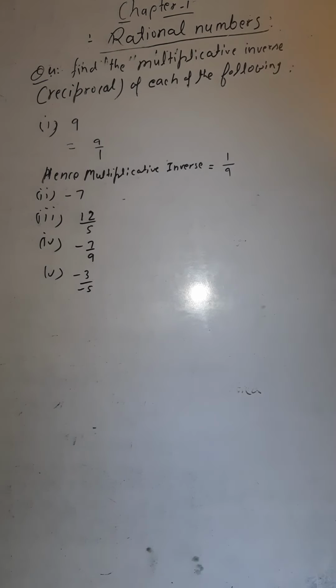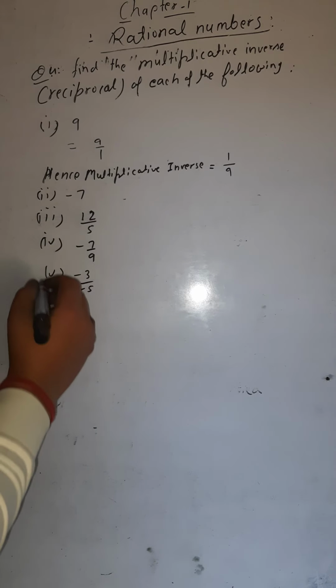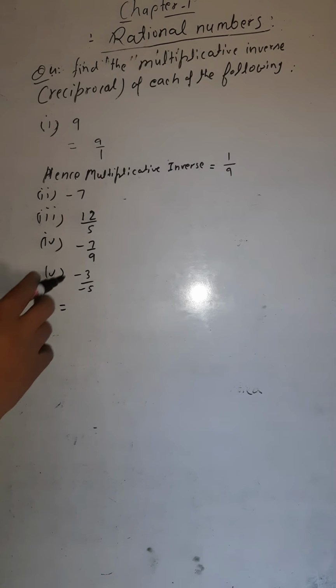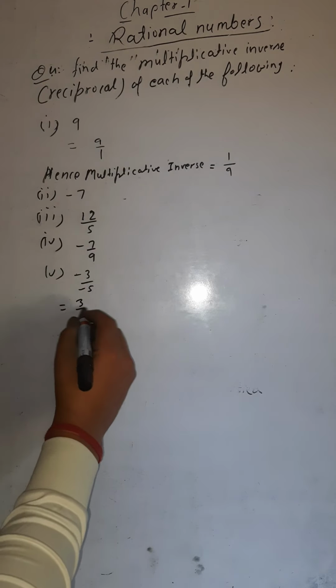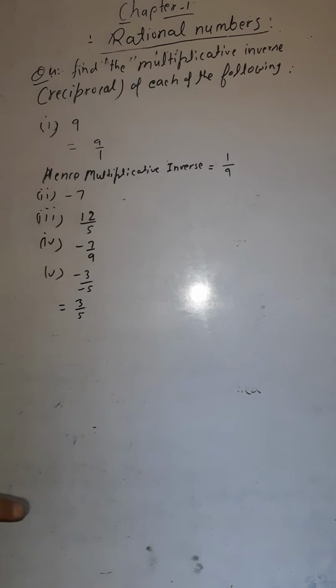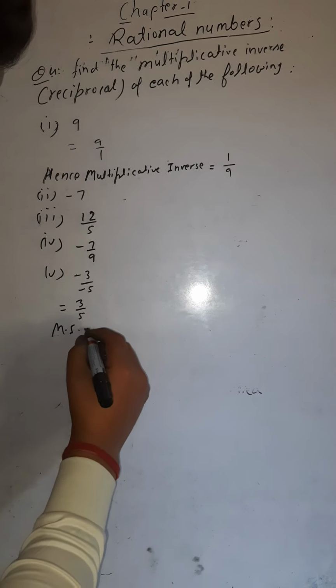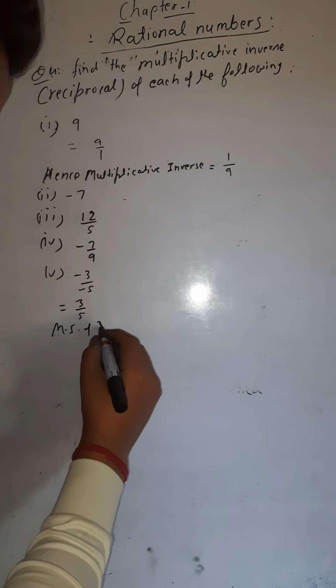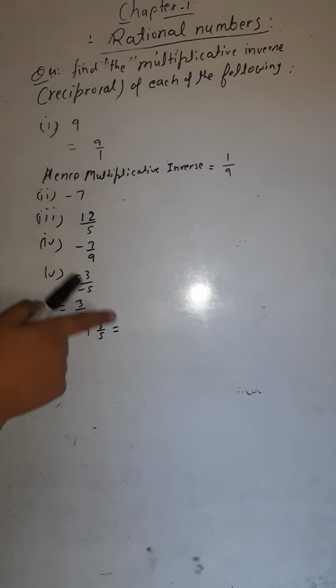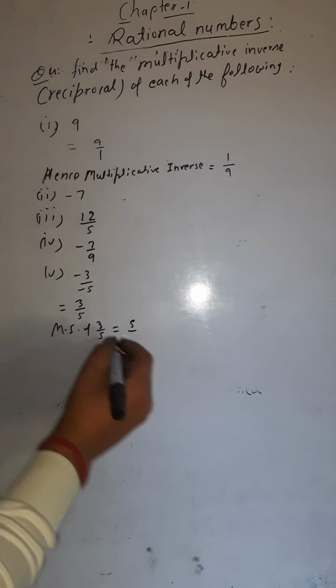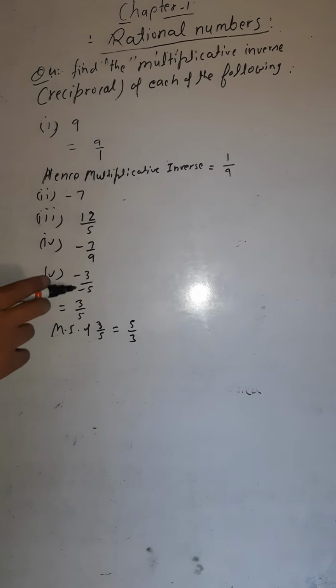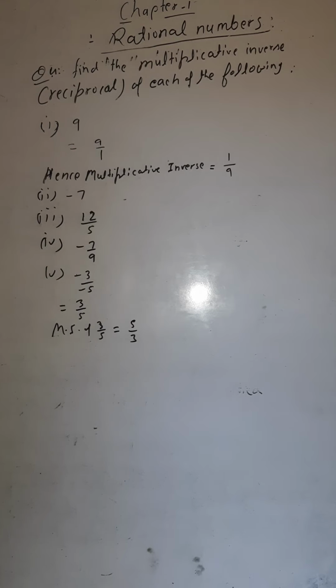Now how would you do this? Let me solve this. I can solve it like this: minus 3 and minus 5. If the numerator as well as the denominator are both negative integers, it becomes positive. So the answer would be 3 by 5. But you have to find the multiplicative inverse of 3 by 5 now. So this 5 would go up and 3 would come down. So the answer for minus 3 by minus 5 would be 5 by 3. This would be the multiplicative inverse of minus 3 by minus 5.